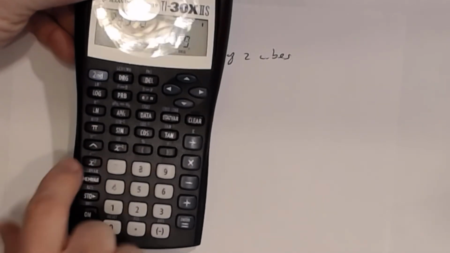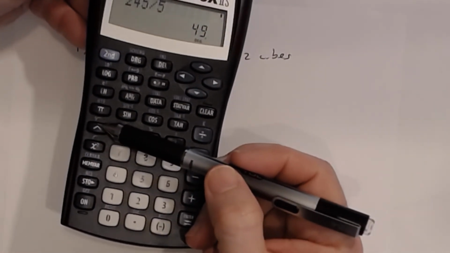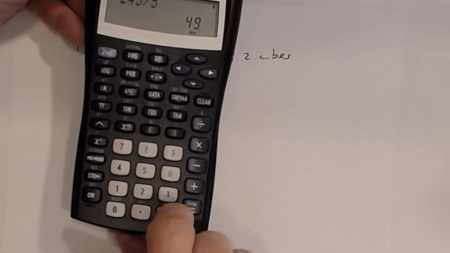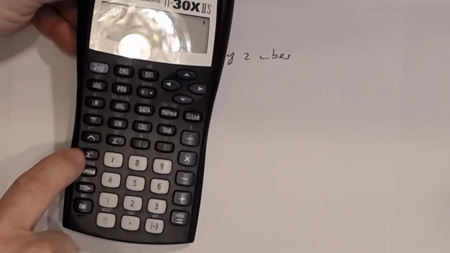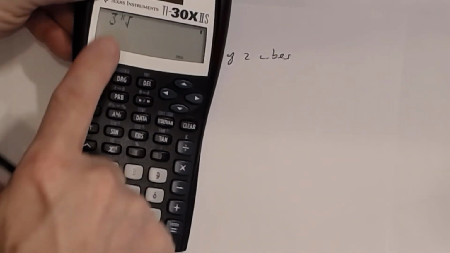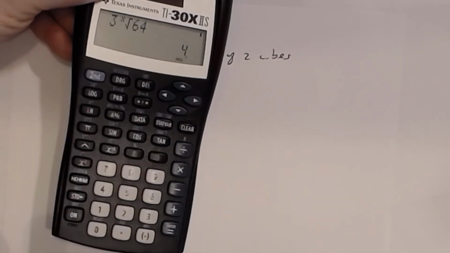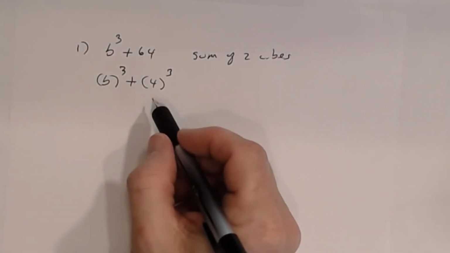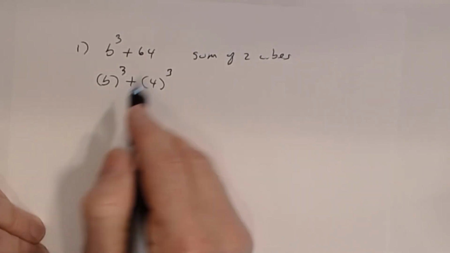You're going to use this button right here. So you got to use your second, but you got to put the index first. You're going to say cube root, so 3, second, right here. So cube root 64 equals, and you get 4. All right, so the cube root of 64 is 4, so 4 goes inside the parentheses. So notice this is the sum of two cubes. And so remember the formula.